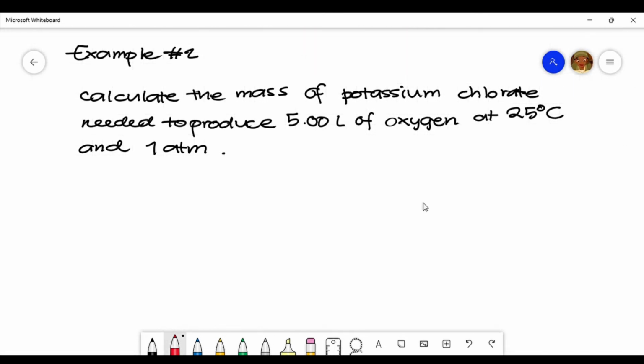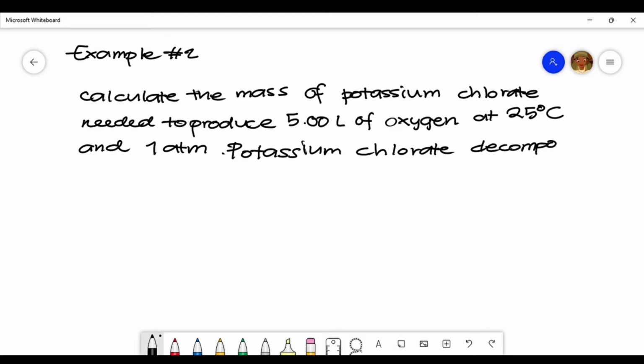Example number 2 says to calculate the mass of potassium chlorate needed to produce 5 liters of oxygen at 25 degrees Celsius and 1 atmospheric pressure. A continuation for this problem: potassium chlorate decomposes into oxygen and potassium chloride.